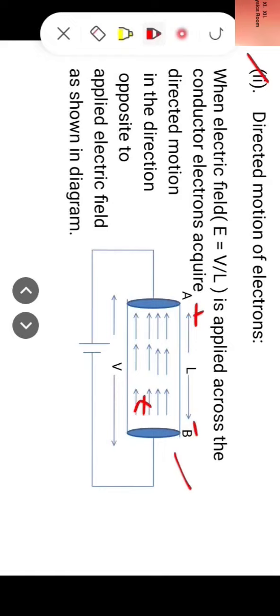So when the field is applied, electrons are accelerated and they experience a force F is equal to small e into capital E, where capital E is the electric field and small e is the charge on an electron, and they are accelerated through the conductor in a direction opposite to the applied electric field.